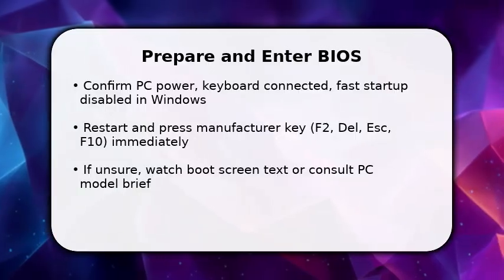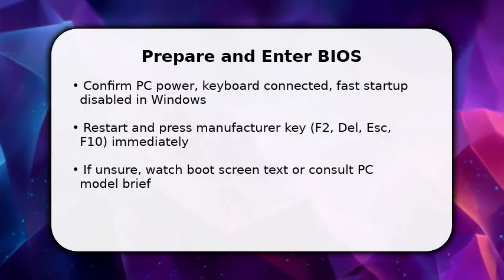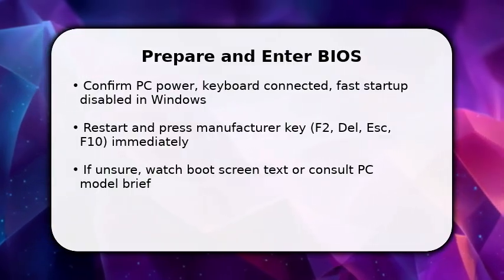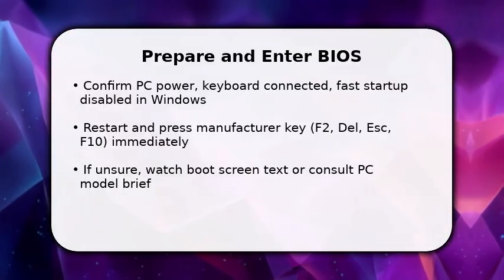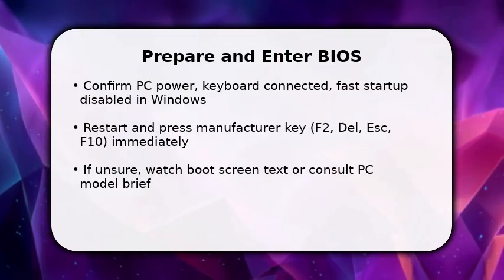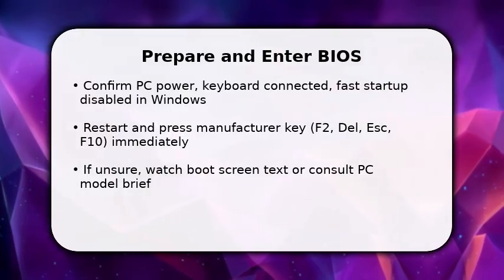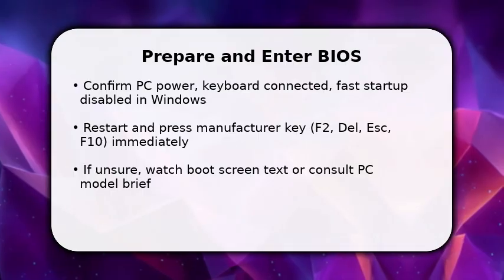You start now. Make sure your keyboard is attached and fast startup is disabled in Windows so the firmware will accept keystrokes. Once you restart, press the vendor key, often F2, Del, ESC, or F10, repeatedly as the machine boots. Timing is brief. If you miss it, restart again immediately.